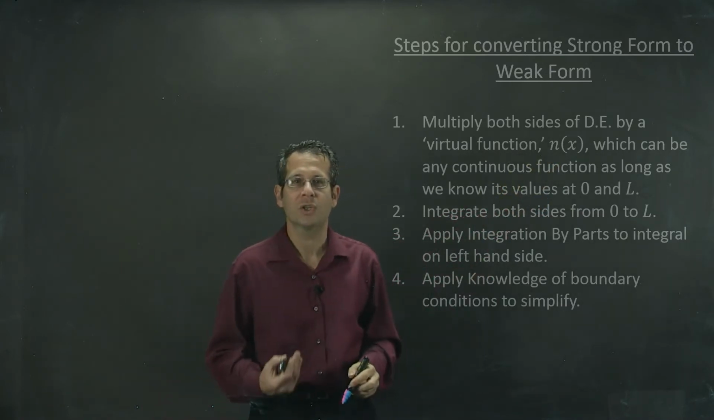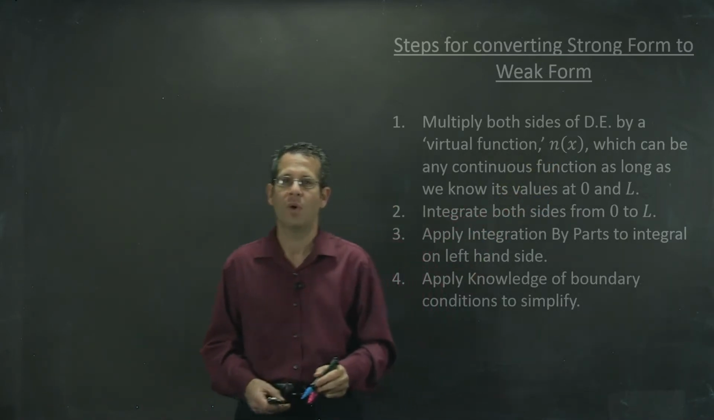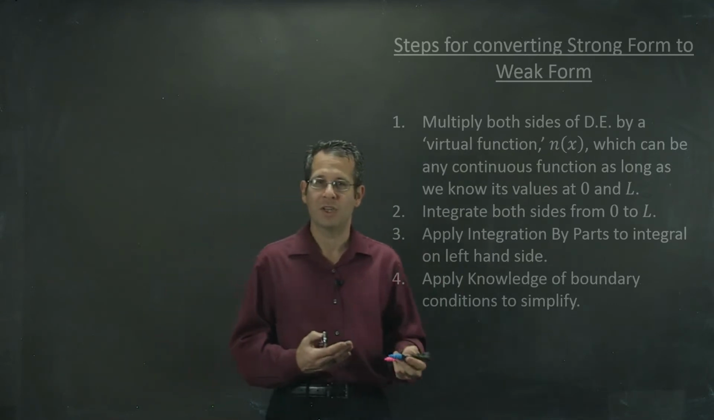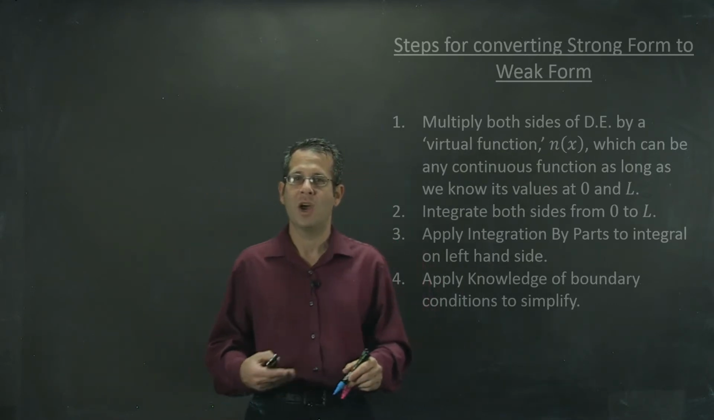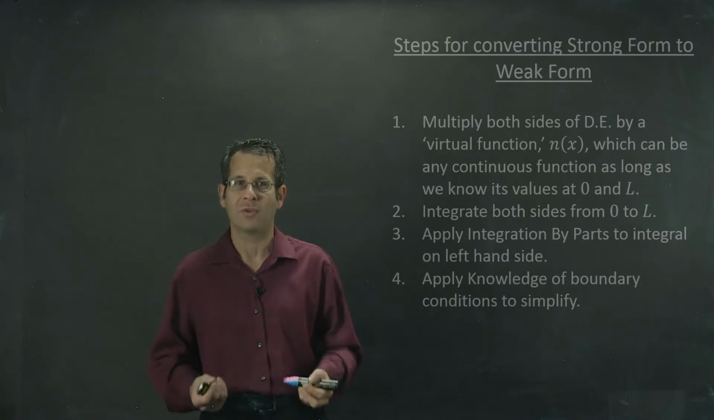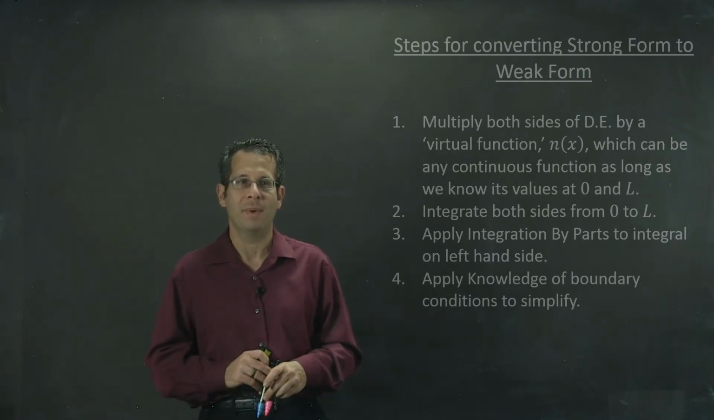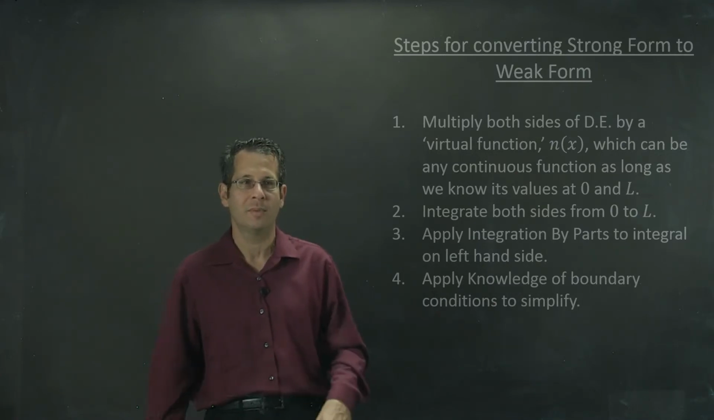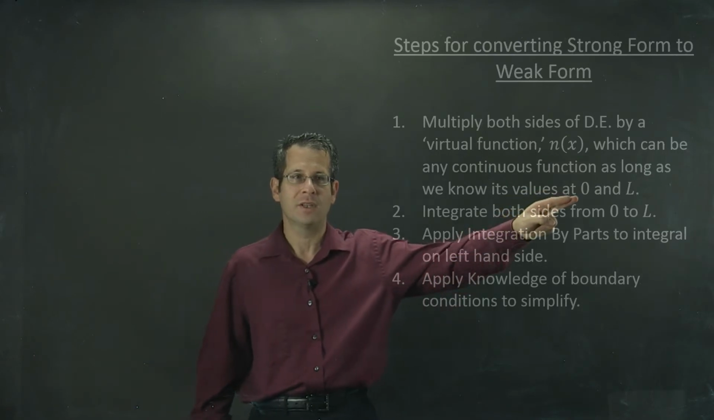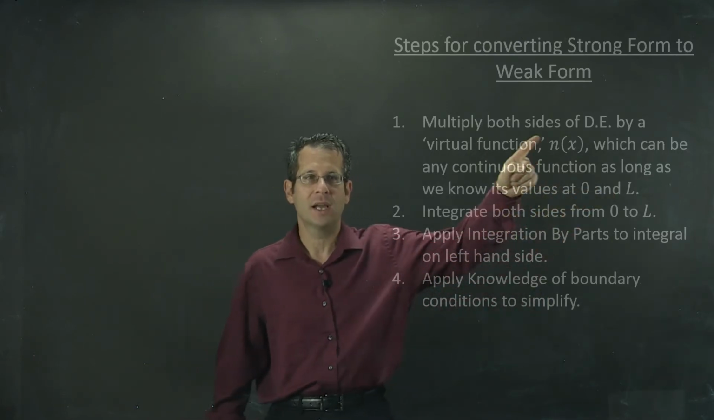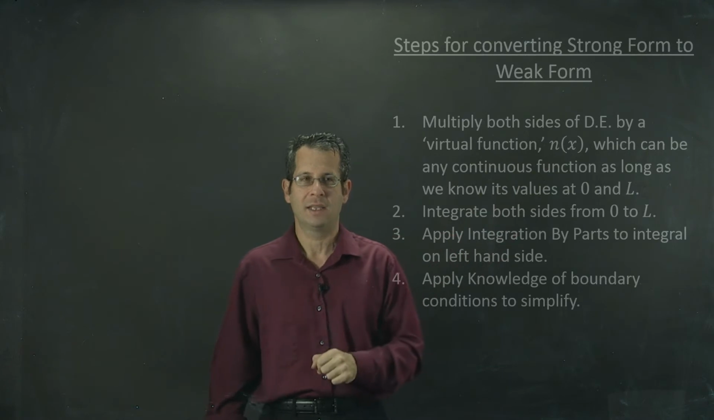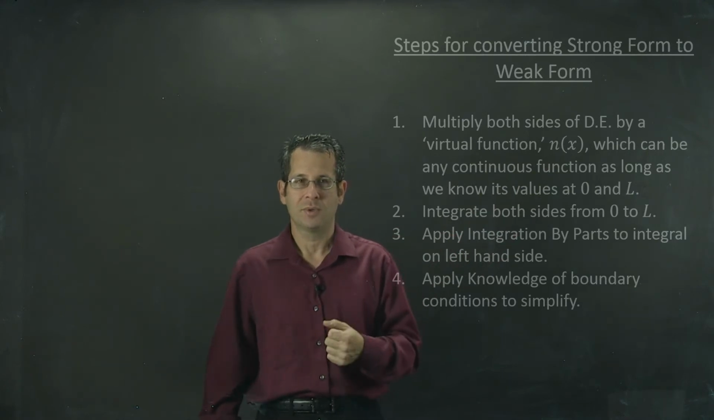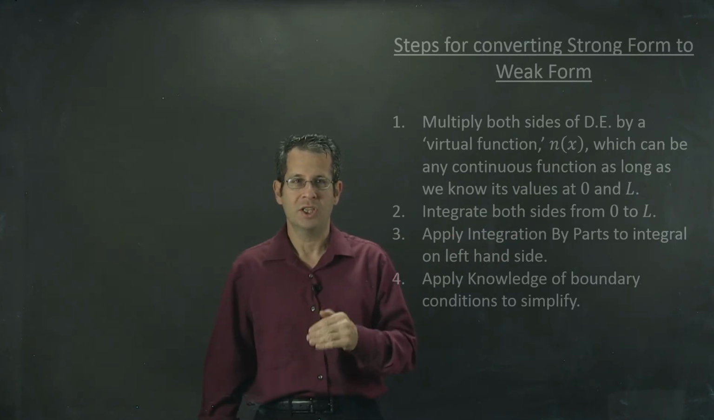Now, these virtual functions can be any function we want them to be. It just needs to be a function that we know, and therefore we know its values at the boundary of our problem. In this case, the boundary of our one-dimensional beam problem is x equals 0 and x equals L. So as long as I know the values of n of x at x equals 0 and x equals L, I'm in good shape.